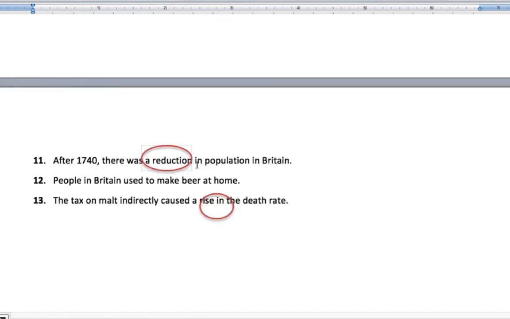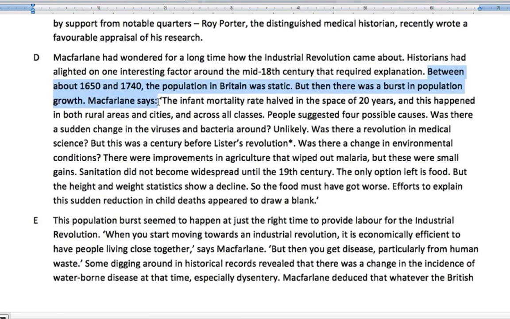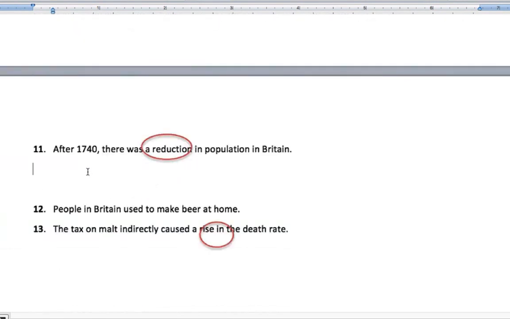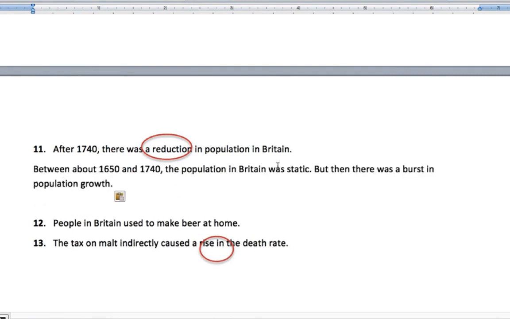After 1740, there was a reduction. This is one of the easier ones to spot. When they start talking about increase, decrease, positive, negative. Same as this one over here, rise or fall. So there was a reduction. The sentence is over here. Between 60, it was static. That means it stayed the same. After 1740, but then there was a burst in population growth. Burst means growth. I hope you know that word. It means an increase. So this means a decrease. This means an increase. This is false.